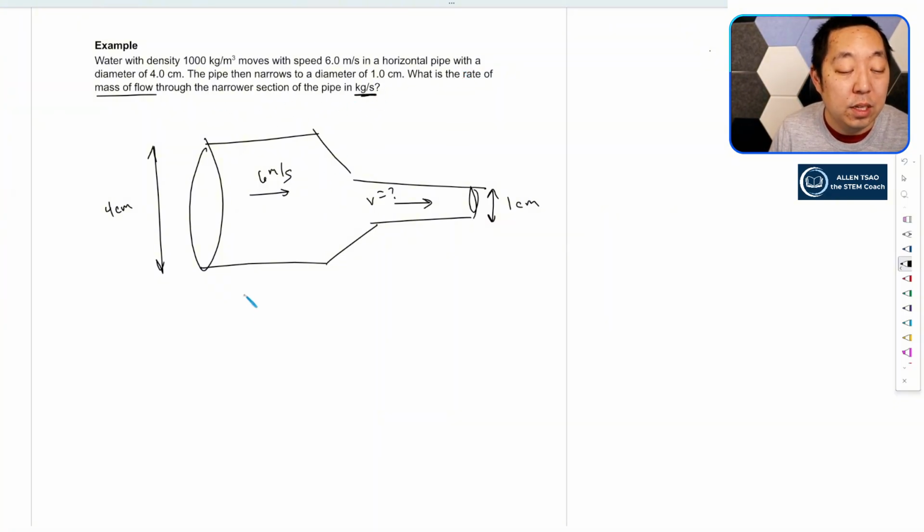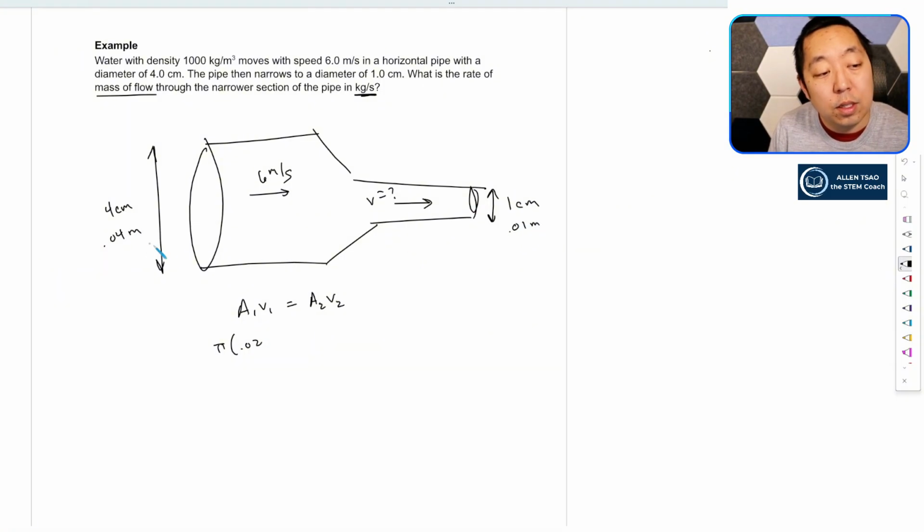So we're going to say A₁v₁ equals A₂v₂. Now, in terms of area, this is the area of a circle, right? Because it's pi r squared. This is 0.04 meters, this is 0.01 meters. Just convert everything into SI units. The radius is half the diameter. The velocity is 6 here. And then this is pi times 0.005, because we're going to do half of the diameter, squared, pi r squared times v2. And you can solve for v2 here.